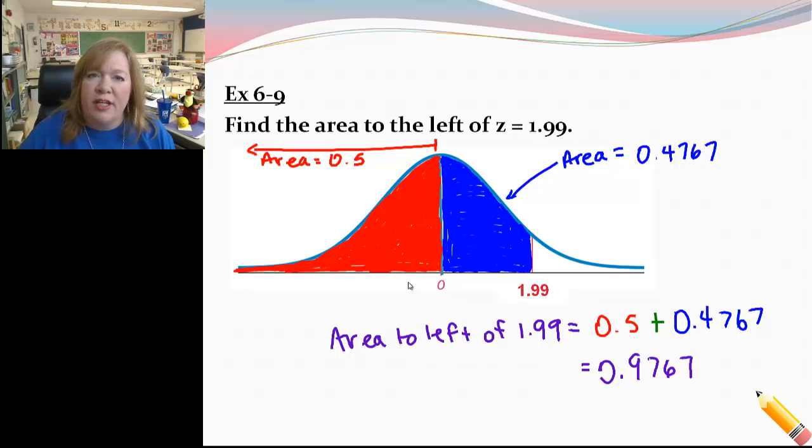Example 6-10 is just like this one, and 6-11 is a combo of the tail one. I want to see if you can figure those out on your own, so give those a try on your own.